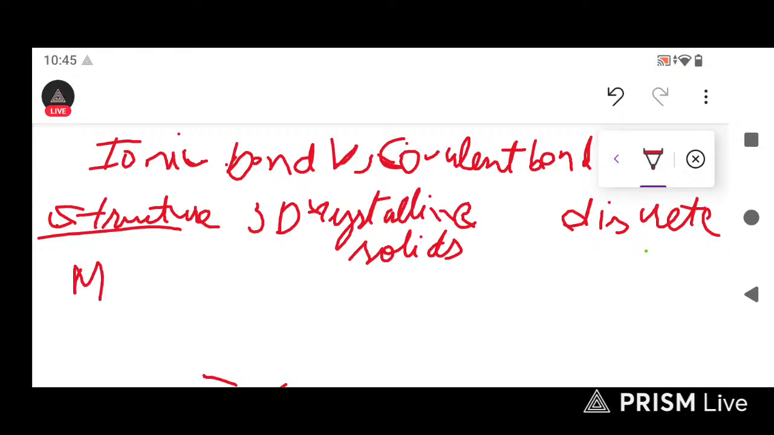If we talk about the melting points and boiling points of ionic bonds, they are significantly very high. For example, sodium chloride has a very high melting point. That's why the melting point and boiling point are very high. If we talk about covalent bonds, they are very much less.